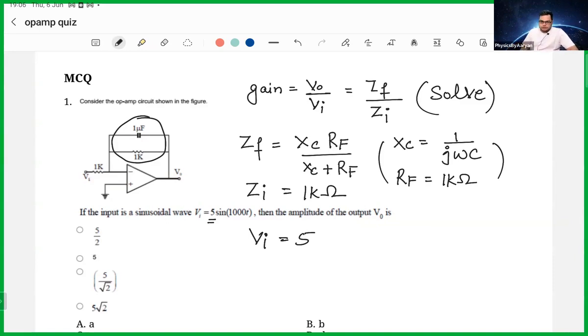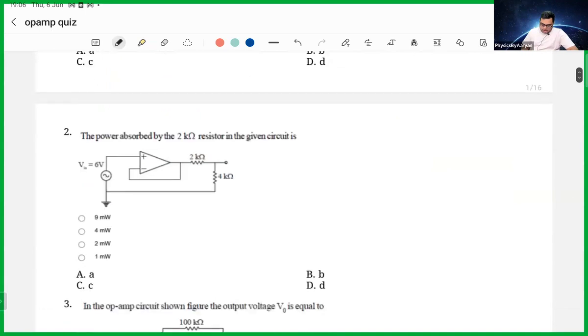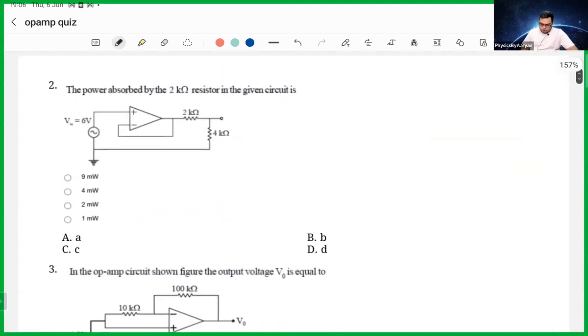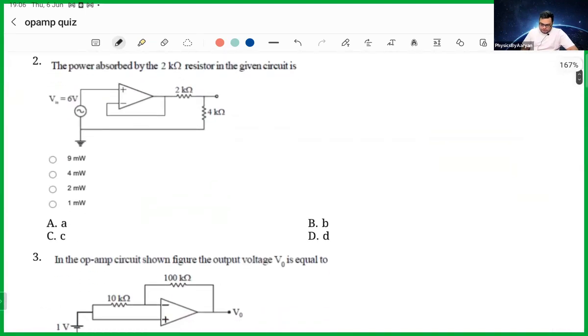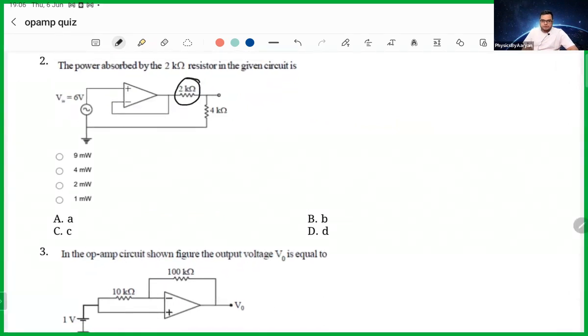Okay, next problem. The power absorbed by the 2 kilo ohm resistor in this circuit is given by. So what is the power on this resistor, this 2 kilo ohm resistor? Okay, this is something beautiful. I would say a good question. Power across any resistor is given by two formulas. Either you do I square R, so if you know the current in that resistor, you can do I square R, or it is V square by R. If you know the voltage across that resistor, that is also fine. You can do V square by R.